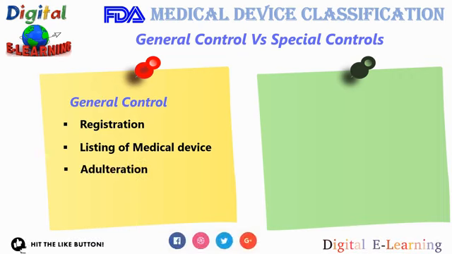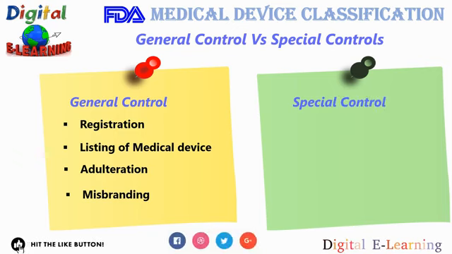Next is adulteration. A device or a drug is deemed to be adulterated if it contains any poisonous substance or any unsafe color additive. Next is misbranding. A device or drug is deemed to be misbranded if its labeling is false or misleading. This could be putting an intended use on a device label that the FDA did not clear it for, or a device commercially distributed without FDA clearance.